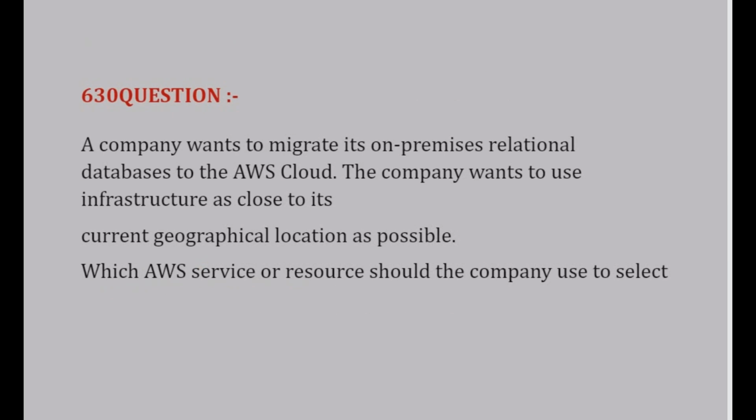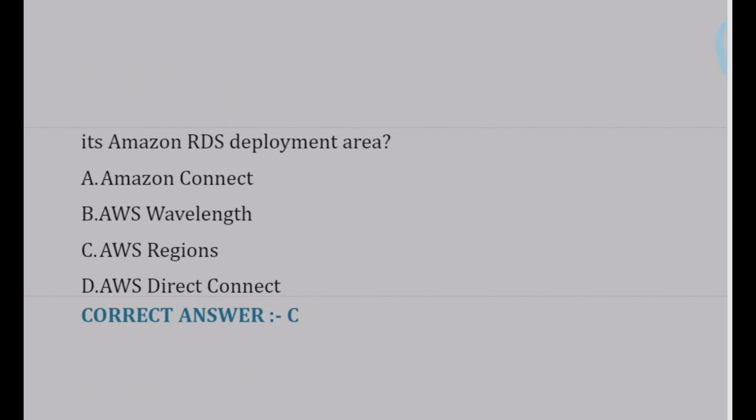Question is, a company wants to migrate its on-premises relational databases to the AWS cloud. The company wants to use infrastructure as close to its current geographical location as possible. Which AWS service or resource should the company use to select its Amazon RDS deployment area? Option A. Amazon Connect. Option B. AWS Wavelength. Option C. AWS Regions. Option D. AWS Direct Connect. Correct answer is option C.